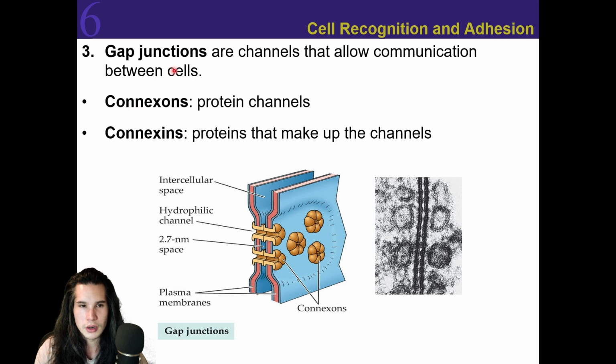And then lastly, we have our gap junctions. Like I mentioned earlier, those are channels that allow communication between cells. It merges the plasma membrane between two cells. The channels themselves, we call those connexons, and those connexons themselves are actually composed of proteins called connexins. So connexins compose the connexons.